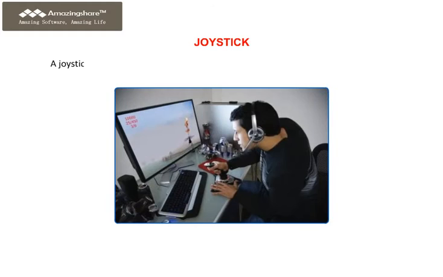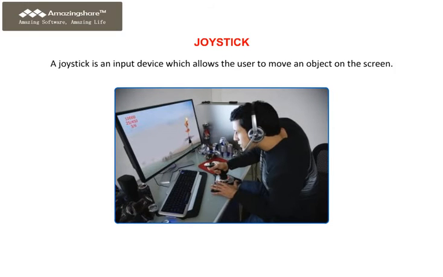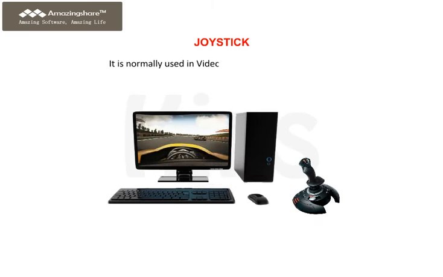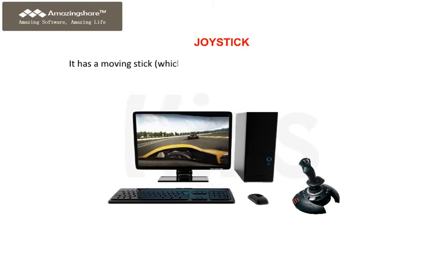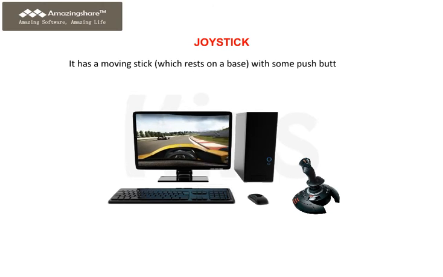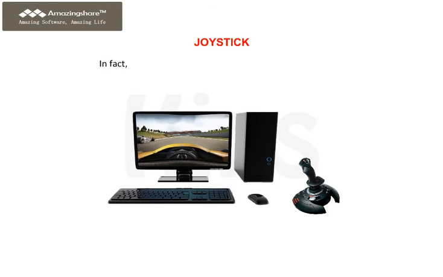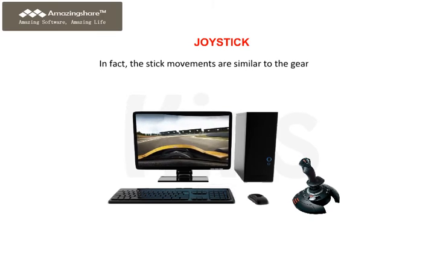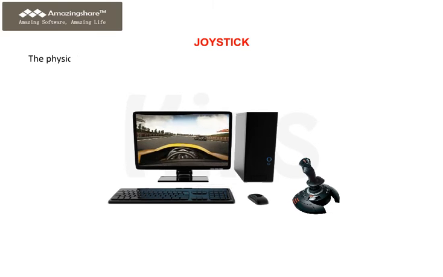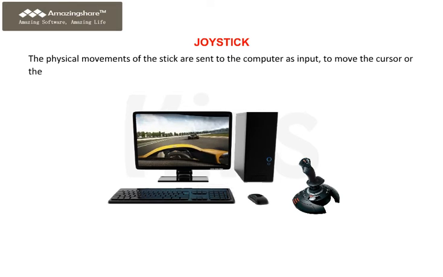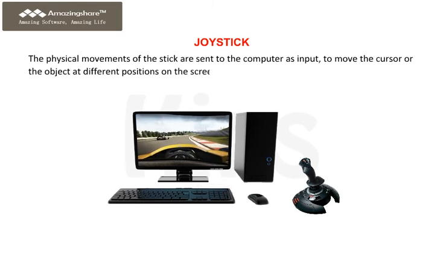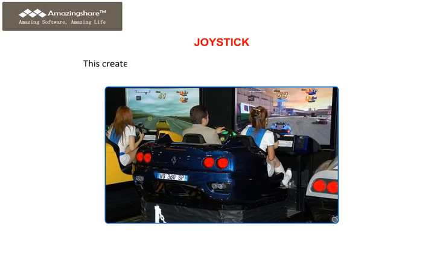Joysticks. A joystick is an input device which allows the user to move an object on the screen. It is normally used in video parlors for playing games. It is a moving stick which rests on a base with some push buttons on it. In fact, the stick movements are similar to the gear of a car. The physical movements of the stick are sent to the computer as input to move the cursor or the object to different positions on the screen. This creates simulations in the game, making it exciting for the user.